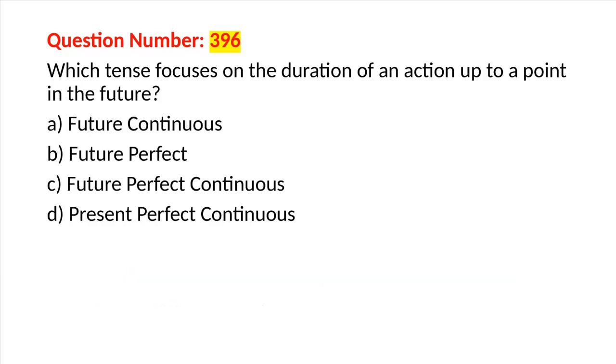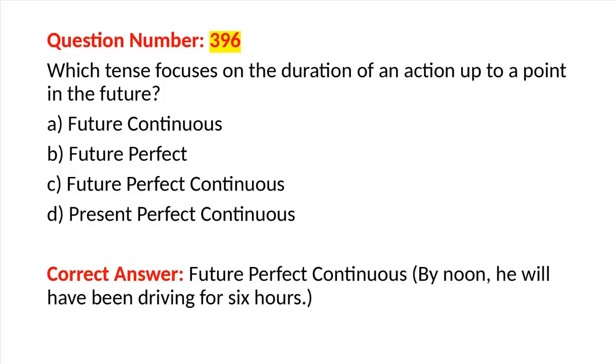Question number 396. Which tense focuses on the duration of an action up to a point in the future? A. Future continuous. B. Future perfect. C. Future perfect continuous. D. Present perfect continuous. Correct answer: future perfect continuous. By noon, he will have been driving for 6 hours.